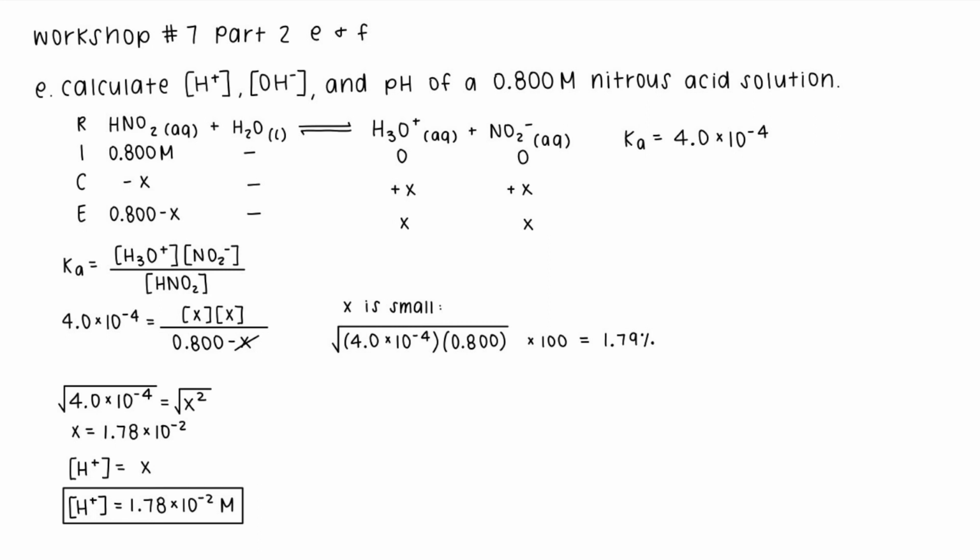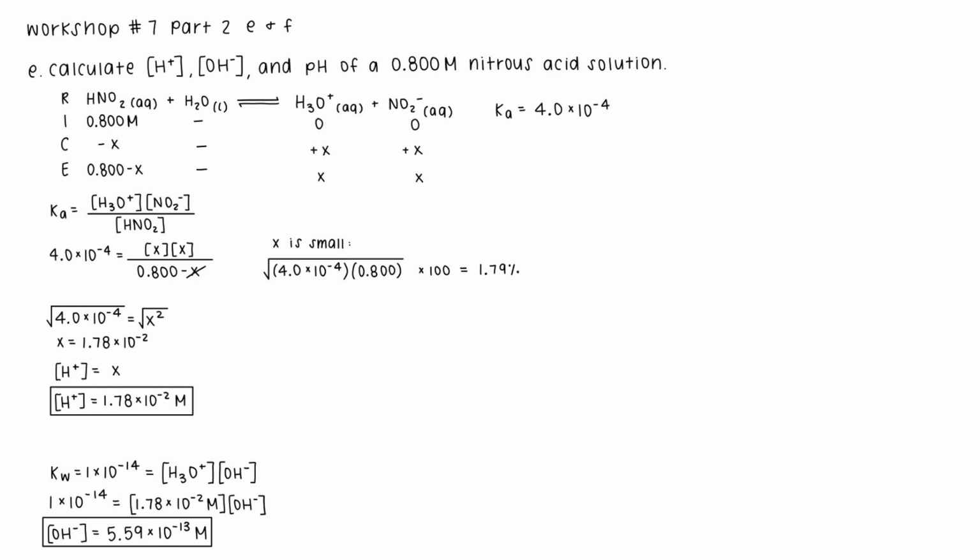To then calculate the concentration of hydroxide, we can use Kw equals the concentration of H3O plus times the concentration of OH minus equation, since we have the concentration of H3O plus. Kw, which is the equilibrium constant for water, equals 1 times 10 to the negative 14, and we set that equal to 1.78 times 10 to the negative 2 molar times the concentration of hydroxide. And then we just solve for hydroxide, which equals 5.59 times 10 to the negative 13 molar.